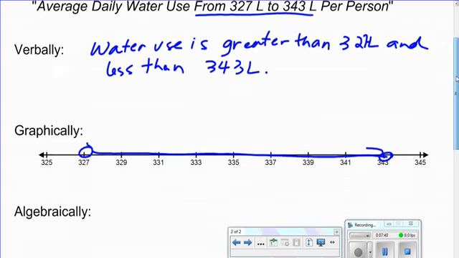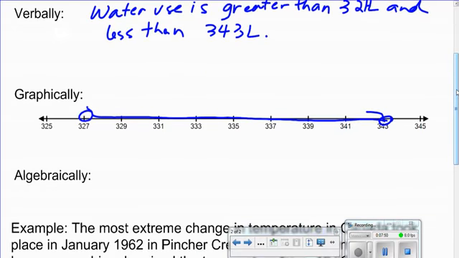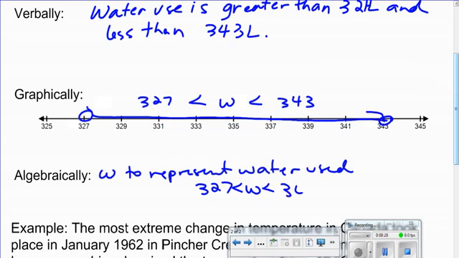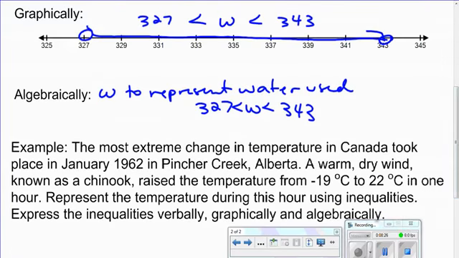So then algebraically, again, we have two endpoints, so that means our variable needs to go in the middle. So I'm going to use W to represent water used, and so W needs to be in the middle of our two boundary points, 327 and 343, and the dots are open, so there's just less than signs. So 327 is less than the water usage, which has to be less than 343. I'm going to put water used in liters.